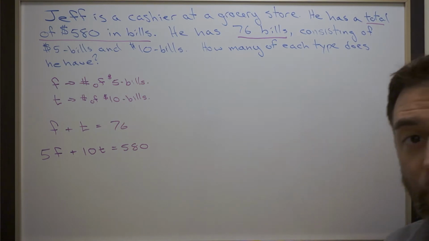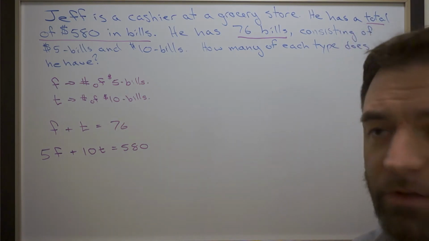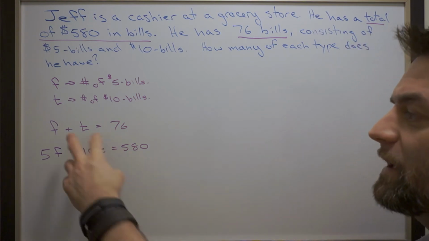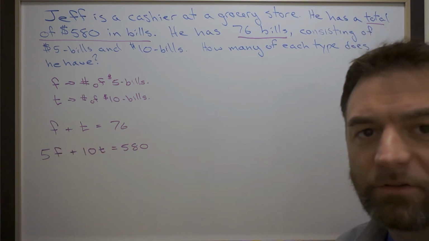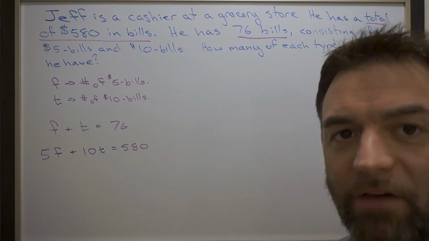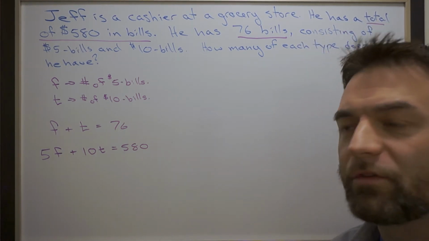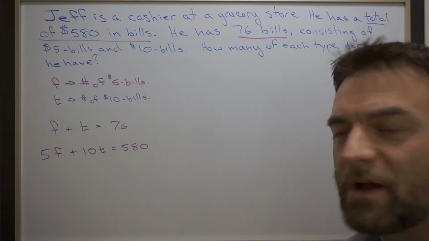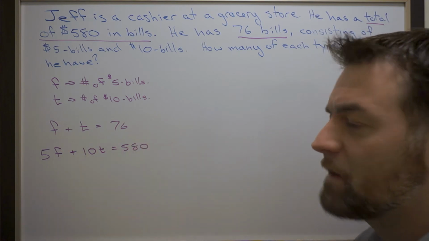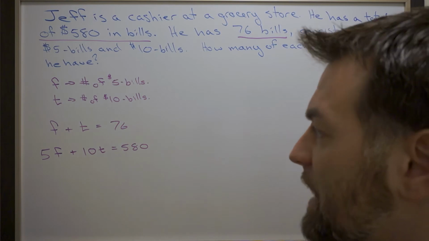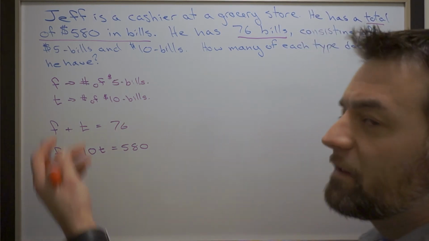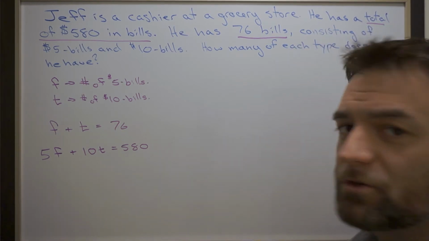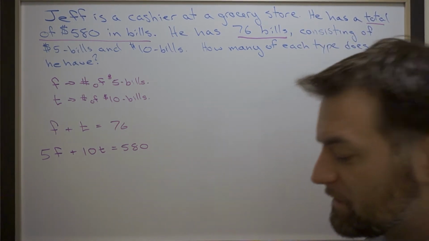We can use graphing in this one if we wanted to, because if we look at the items, $10 bills and $5 bills, he's not going to have half a $10 bill or a quarter of a $5 bill. He's going to have a whole number, so that makes it easy to graph. However, we're working with fairly big numbers, and 580 can be a pretty big graph. So we can use substitution or elimination. I'm going to use elimination here.